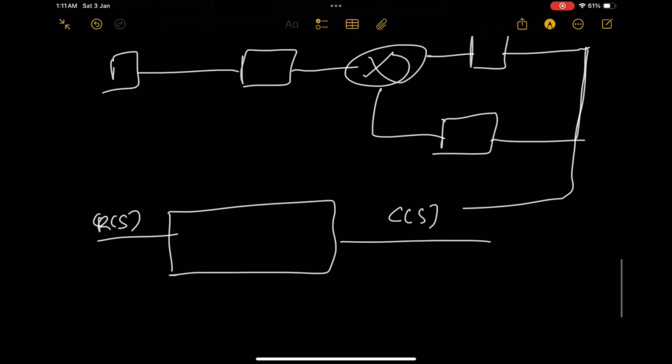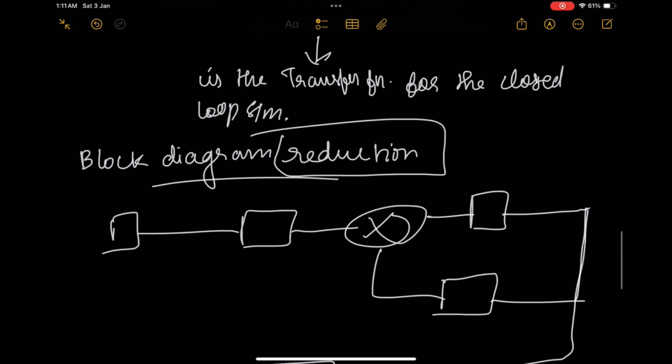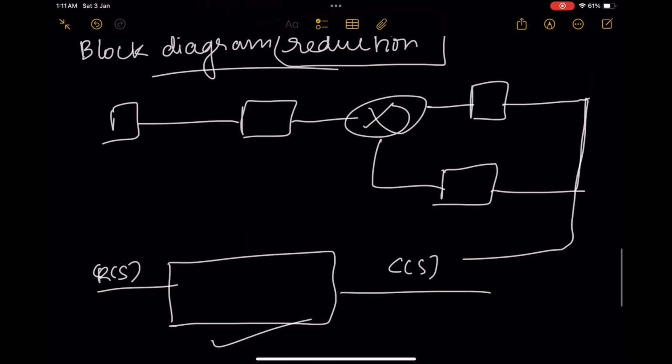In the next class, we will be dealing with some tricks on solving a block diagram and reducing it to a simple diagram. And in the next video, I will try to put some questions. It is like a lengthy problem. You have to draw lots of diagrams in order to solve that.